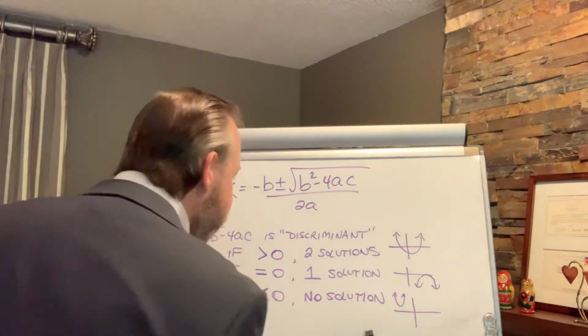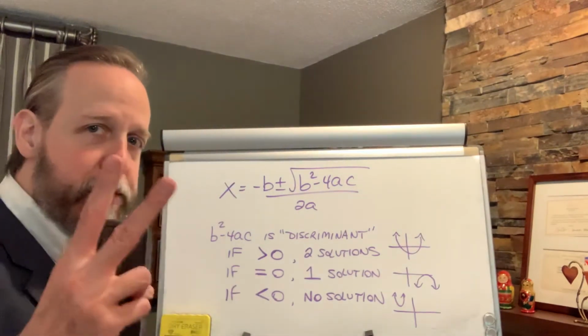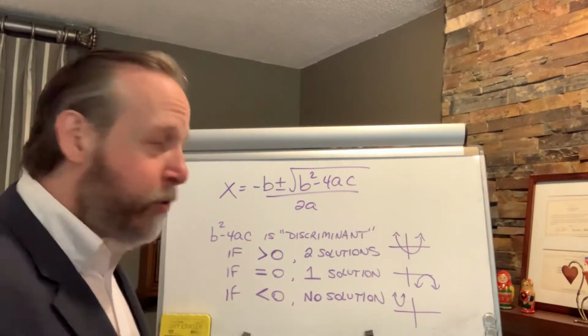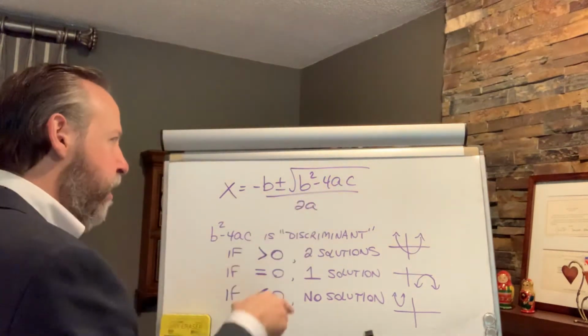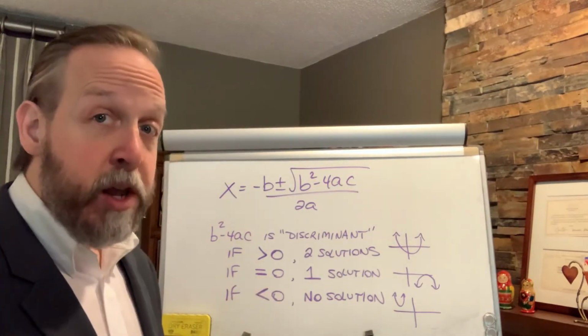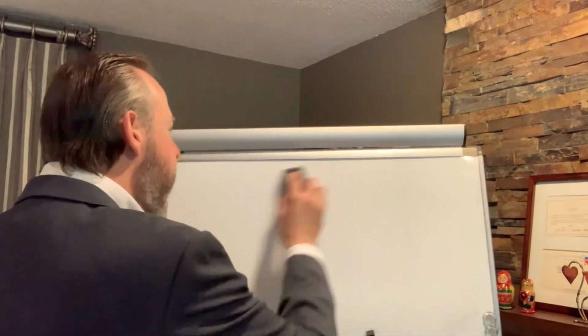All right, so here's our guideline. Again, if the value under the square root is a positive number greater than 0, there will be 2 answers. If the number under the square root is the number 0, there will be only 1 solution. And if the discriminant, the value under the square root, is less than 0, a negative, there will be no solution to the quadratic equation. So let's use it and see what we come up with.